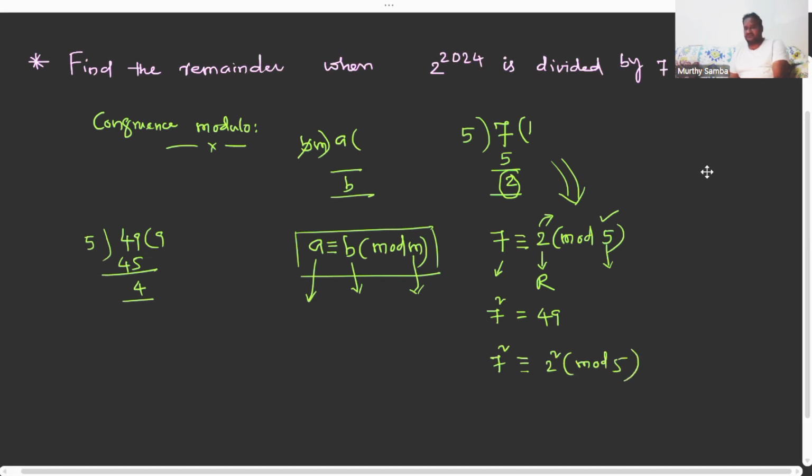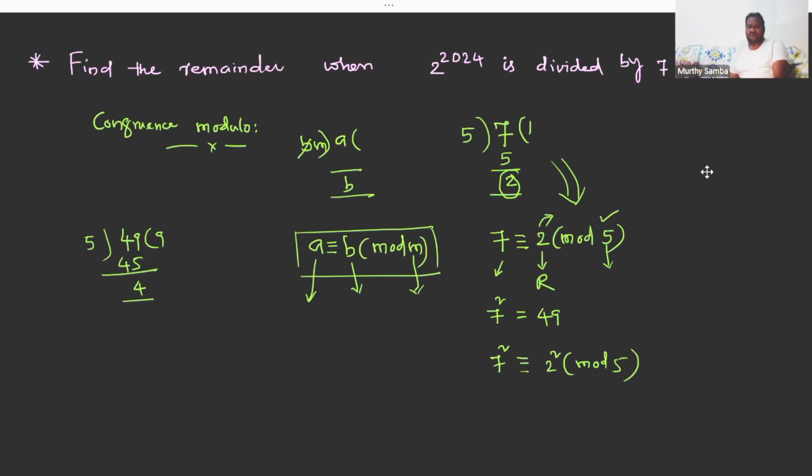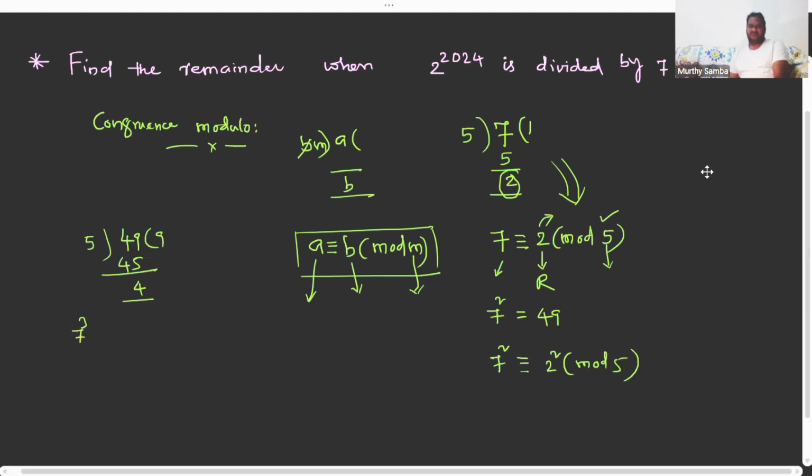Is it true for all numbers? Because we did 7 square, a smaller number. Let us go with 7 cube. What is 7 cube? 7 cube is equal to 343, right? So when 343 is divided by the same number 5, 5 6s are 30 and then 43, 5 8s are 40, remainder 3, correct? So here you get the remainder 3. It means 7 cube is congruent to 3 modulo 5.